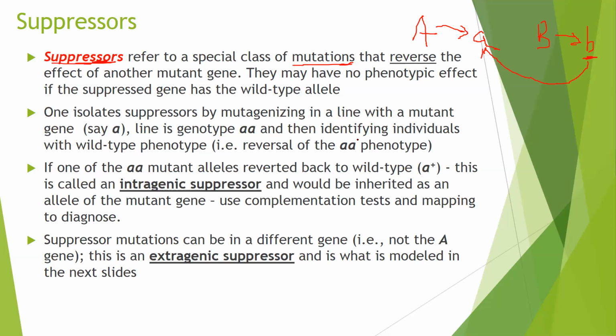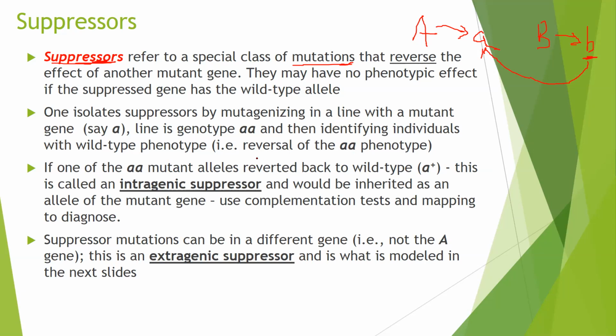Still, we are talking about two genes. If the mutation of the second gene can reverse the mutant effect of the first gene, then the second gene, the B gene, will be called the suppressor.